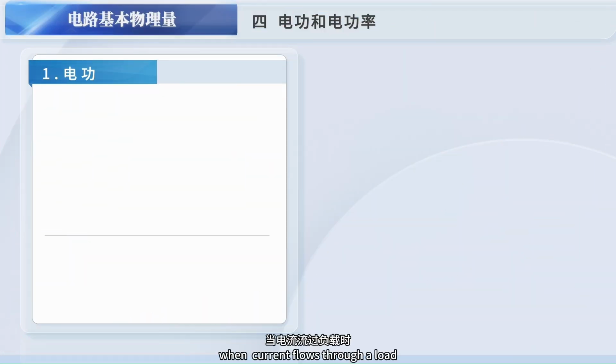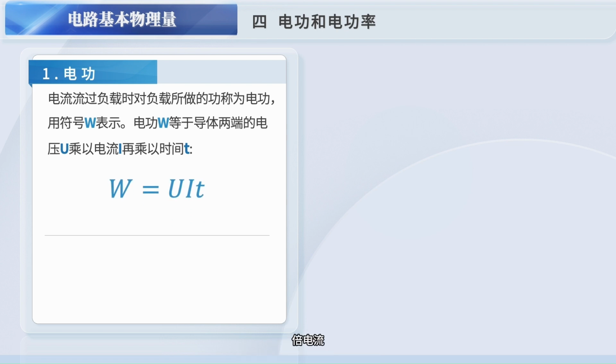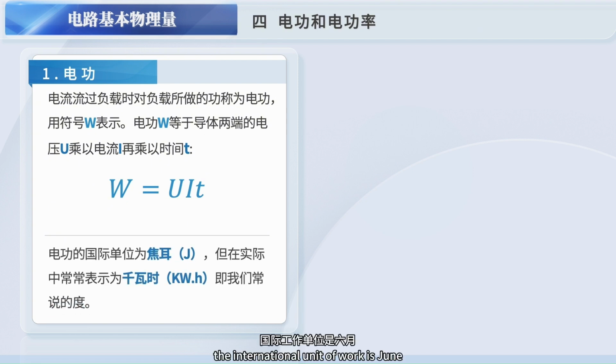When current flows through a load, it does electrical work, represented by W. The work done W is equal to U times current I multiplied by the time T. The international unit of work is joule, but in practice, it is often expressed in kilowatt hours or degrees.